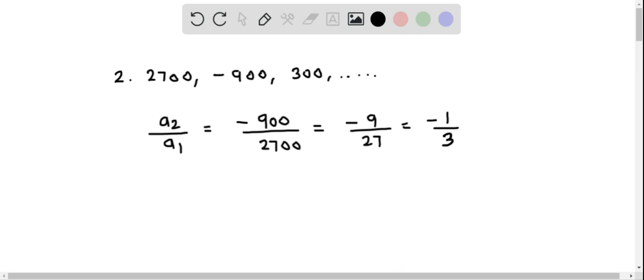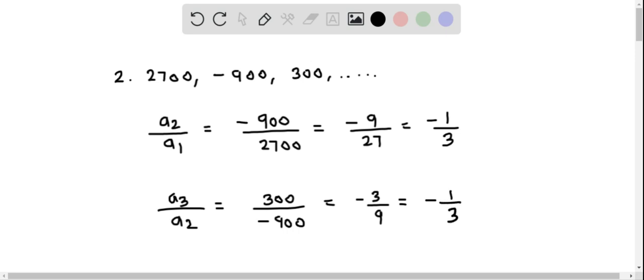And let's find the other ratio, that is the ratio of the third and the second term, which is a3 over a2. A3 is the third term, so here the third term is 300, and the second term is negative 900, and so this is reduced to negative 3 by 9, or otherwise it is reduced to negative one third. And clearly we see that these two ratios are the same. That is, we see that this ratio, which is represented as r equals negative 1 by 3, is the same between the two consecutive terms. So therefore we say that this sequence is geometric.